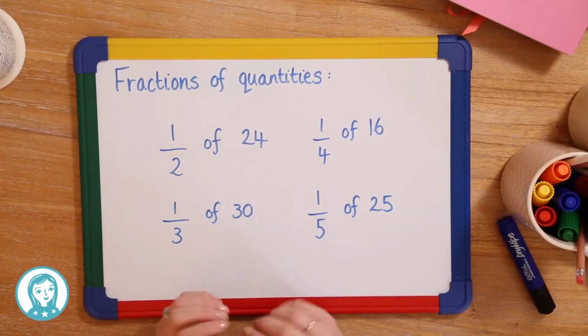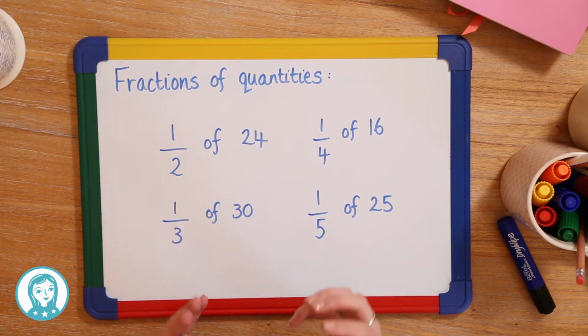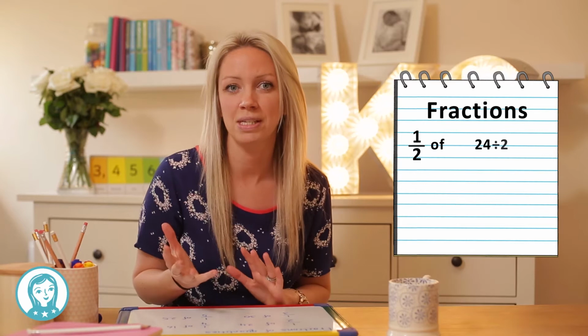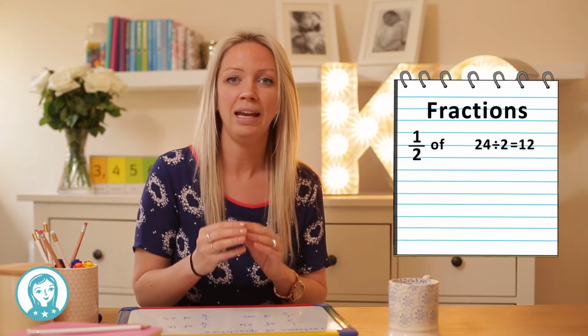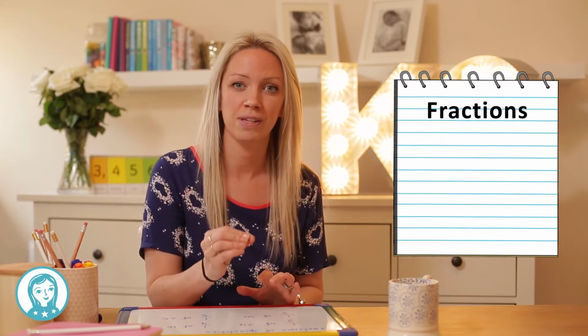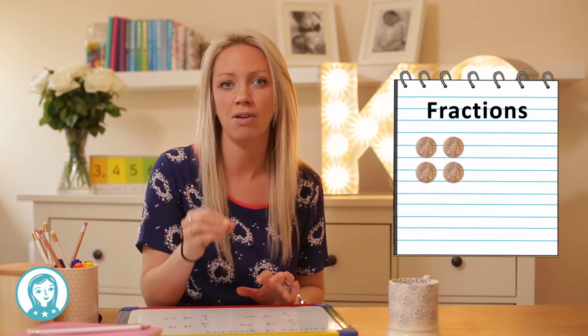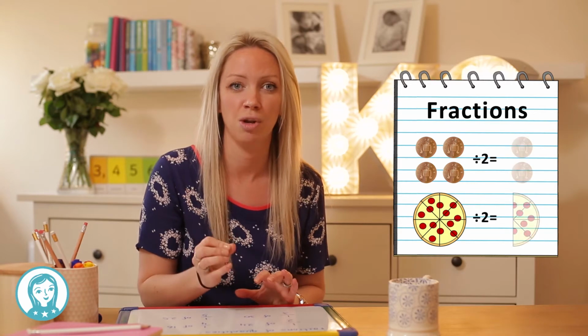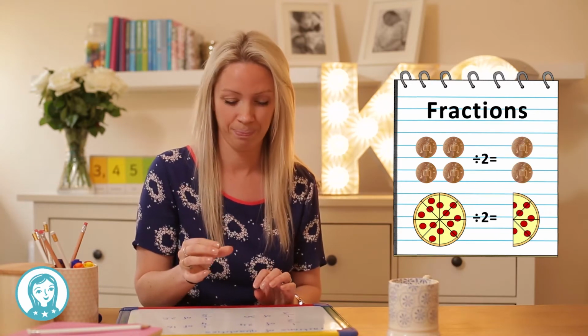So for example, you might be asked to find half of 24. If we need to find half of something, we divide it by 2. So half of 24 is 12. Anything where it asks you to find half of something, whether it is an amount of money or amount of pizza, then all you need to do is divide that amount by 2. That's easy peasy. So let's move on to something trickier.